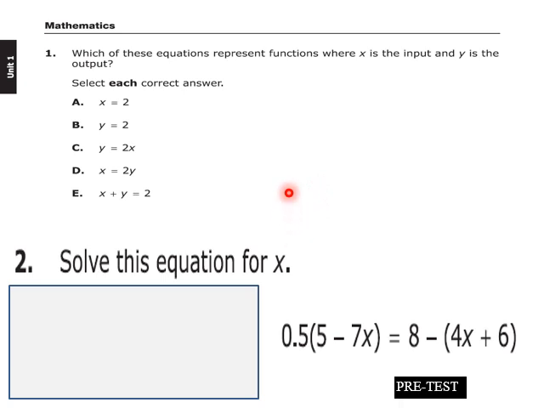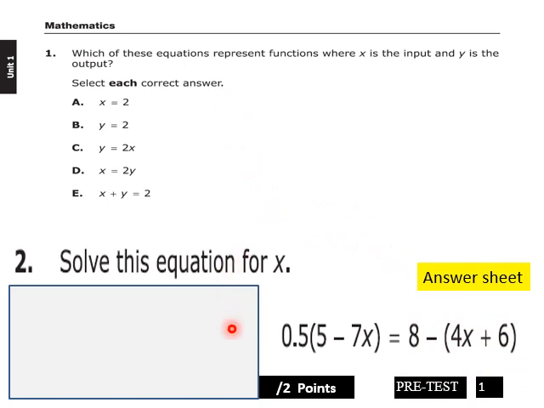Page 1 of our pretest has question 1, then question 2, which asks you to solve this equation for x. Up here, it asks which of these equations represent functions, and to select each correct answer, so there might be more than one correct answer. And then this is your answer sheet. You can use your scratch paper to do your work, but circle which answers are correct.